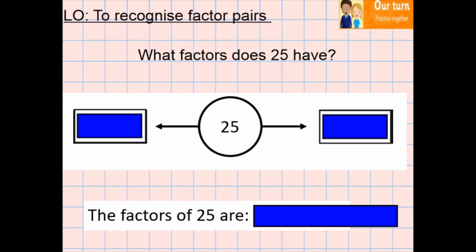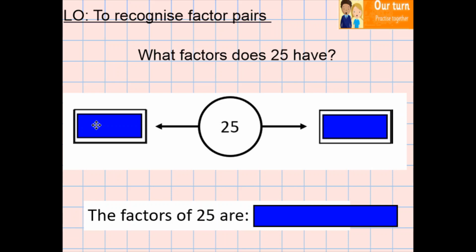What about this number then? What do you notice that might be different about 25? So what factors does 25 have? Pause the video and see if you can work out which 2 multiplications would lie underneath the blue rectangles. So can you work out 2 multiplications that will total 25, which will give you factors of 25?